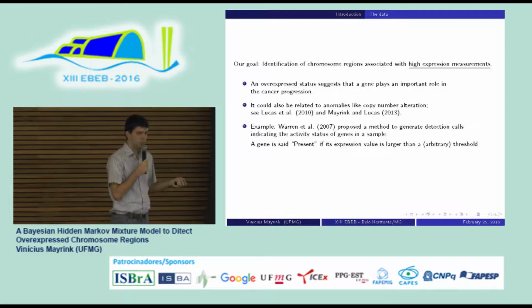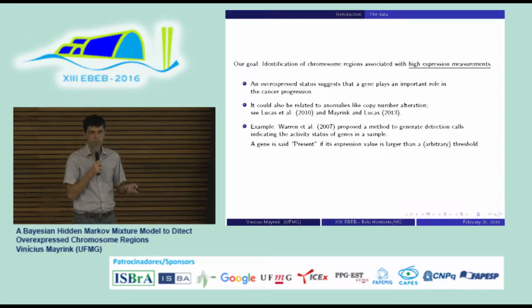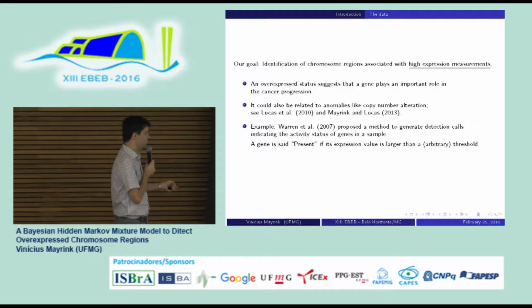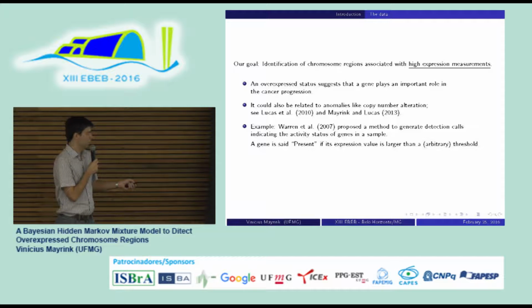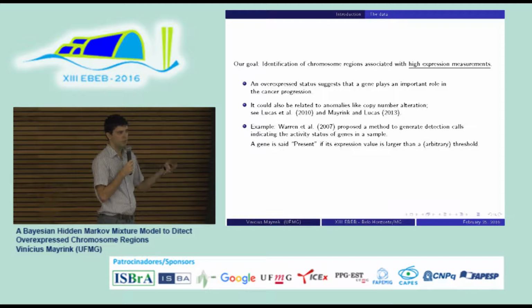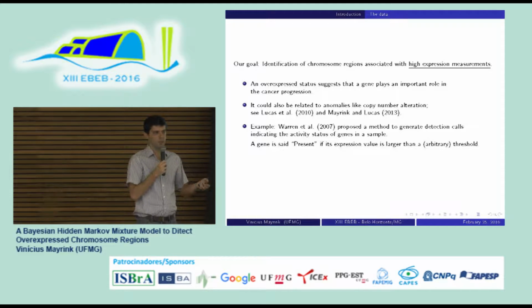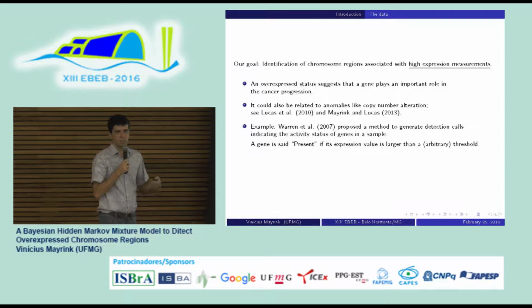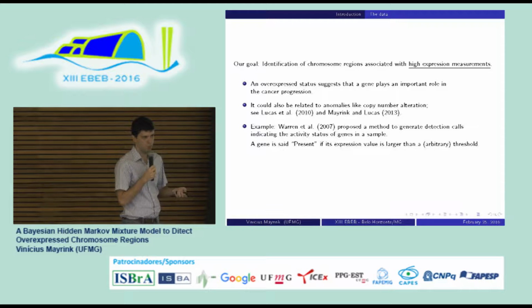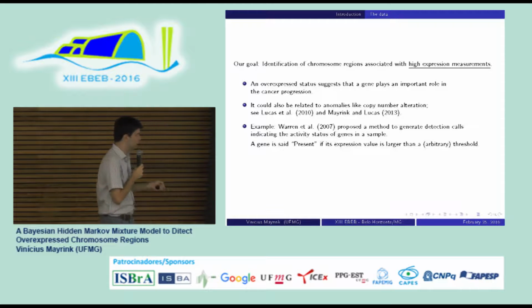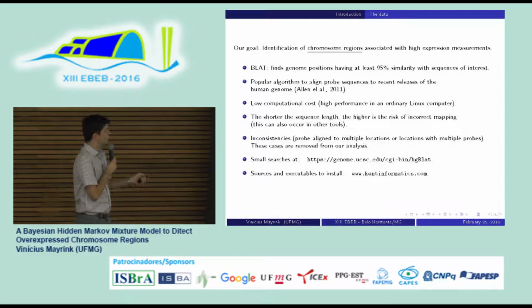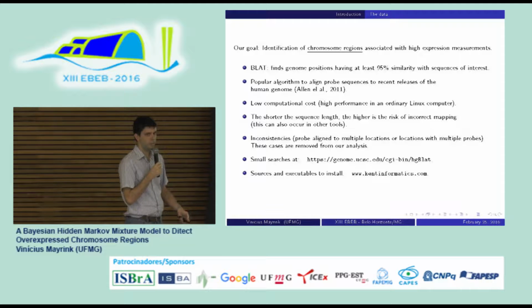This could be also related to anomalies like copy number alteration. And for example, in this study, Warren in 2007 proposed a method which basically classified the gene as present, marginal, or absent by choosing a threshold. If the intensity is larger than this threshold, then the classification is present. Okay, so it's something we are interested in. Another part of the goal is the chromosome regions, how we are going to find those regions.